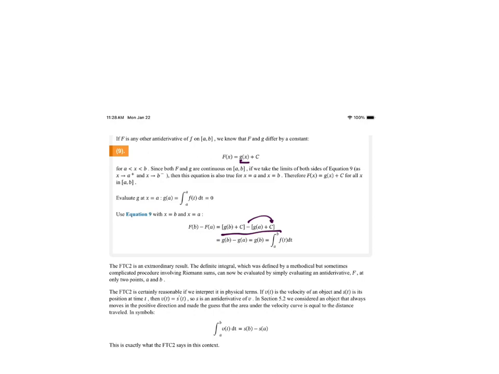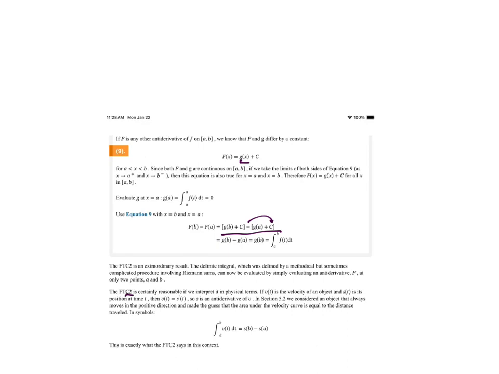Okay, they walk you through a paragraph right here that says the FTC part 2 is certainly reasonable if we interpret it in terms of physics. If v of t is the velocity of an object and s of t is its position at time t, then v of t is s prime of t, right? Velocity is the derivative of the position. So s is an antiderivative of v.